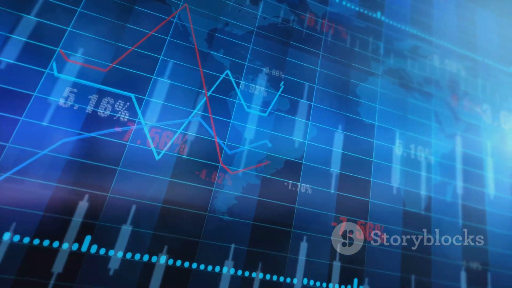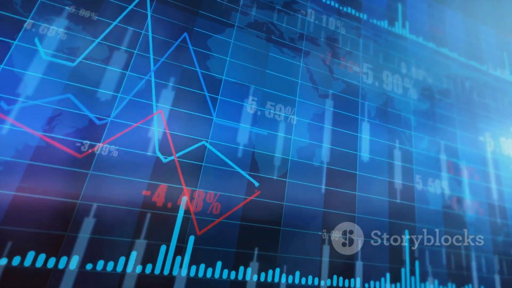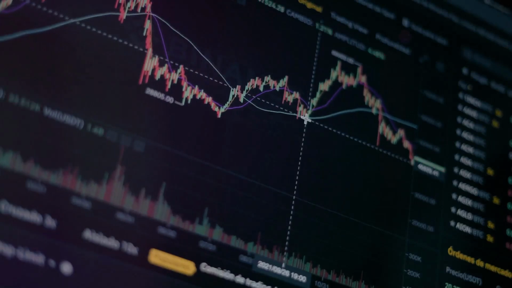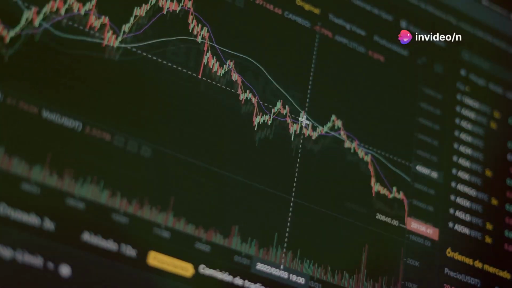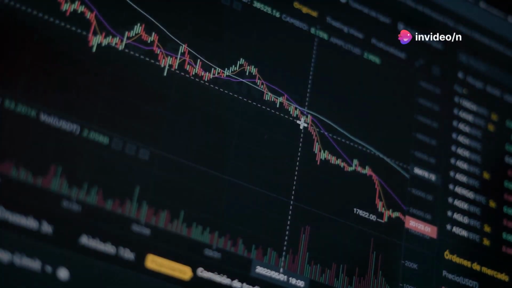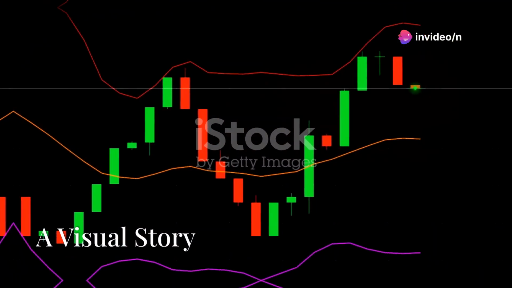By analyzing the length of the bars and the position of the opening and closing prices, traders can gain insights into the buying and selling pressure during each period.